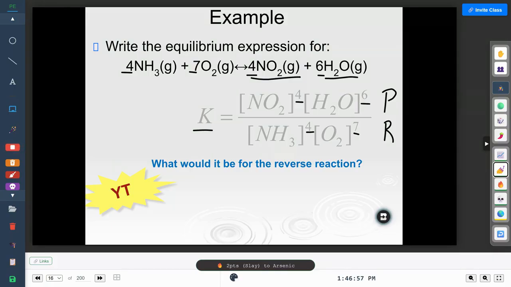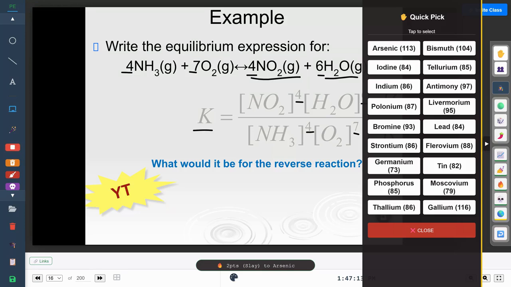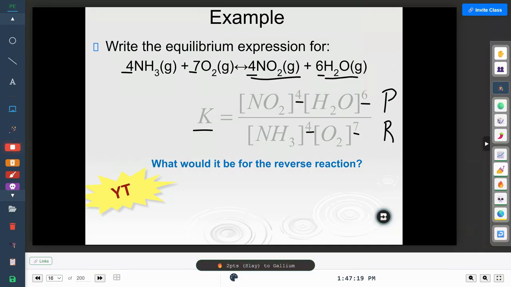All right, so what would this K equation be for the reverse reaction? What would we need to do to figure that out? Flip it over and put NH3 on top and O2. Yeah, absolutely, right? Reverse this thing, flip that whole equation, and now we'll have the reverse reaction because now our products became our reactants and our reactants became our products. So suddenly this is now our reactant and that's our product. And so now we're going to have to swap that whole thing.